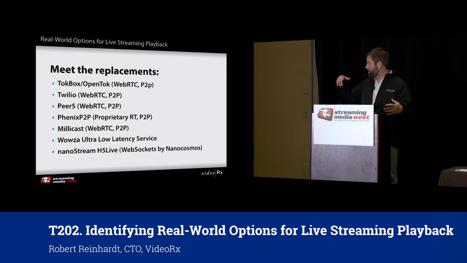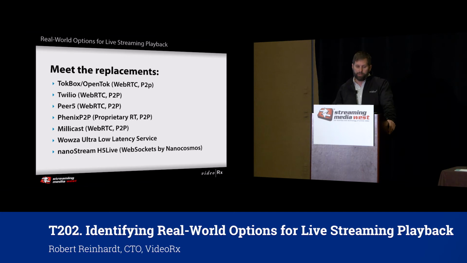There are platforms that you can use that have been around for a while, like TalkBox and OpenTalk, Twilio. They've been around for a long time facilitating audio for the most part, but they're starting to embrace video too. Peer5, Phoenix, P2P, Millicast. Jerry's from Millicast here. Wowza has their own ultra low latency service. NanoStream has a service. And by and large, what all of these services are providing is the hosting layer for you, right? So if you want to start doing real-time streaming with the newer tech, it could certainly be a path to a faster MVP or a path of least resistance to get your product out.